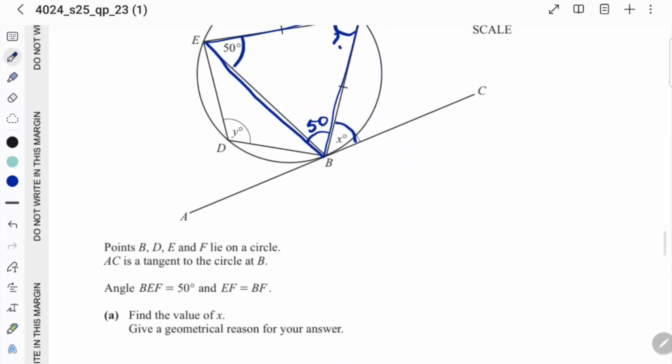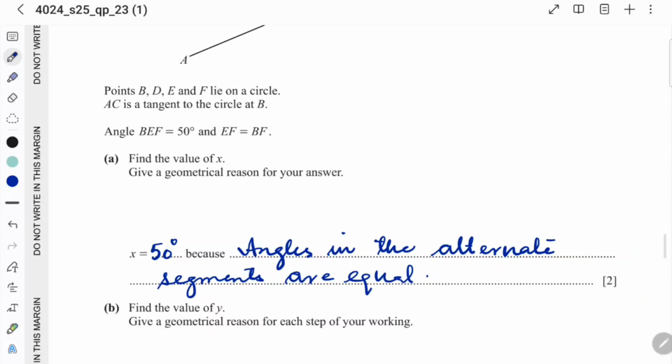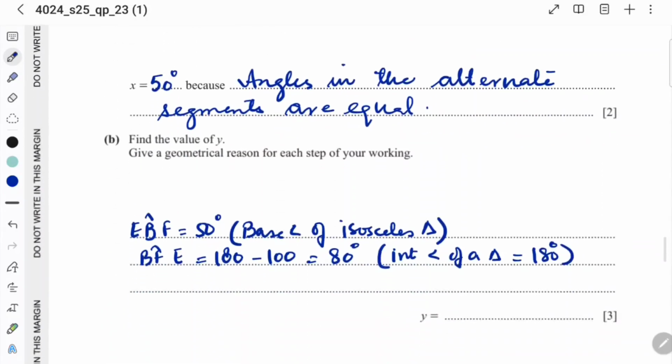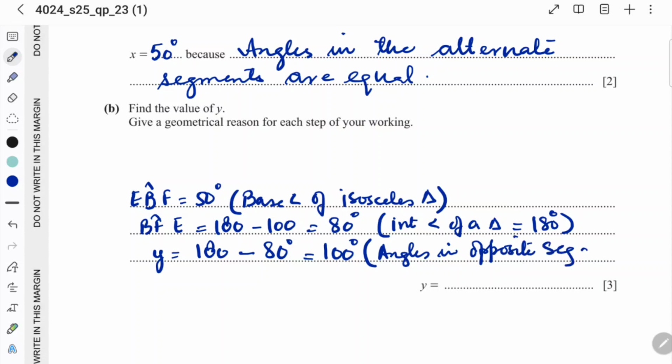Then comes the value of y. If this is 80, then y will be equal to 180 minus 80, because these two will become 180 degrees. So y is equal to 180 minus 80, which equals 100 degrees, because of the cyclic quadrilateral, or angles in the opposite segments are supplementary.